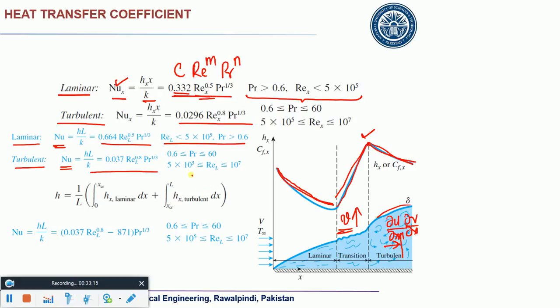So these are the ranges for the Prandtl numbers. Understood? Any question?